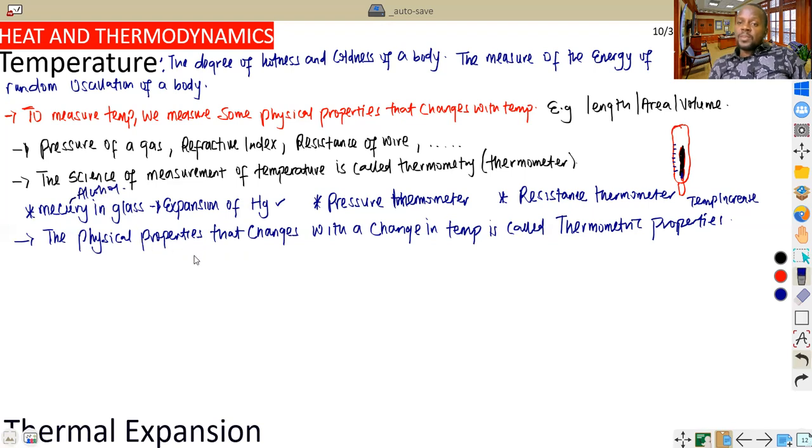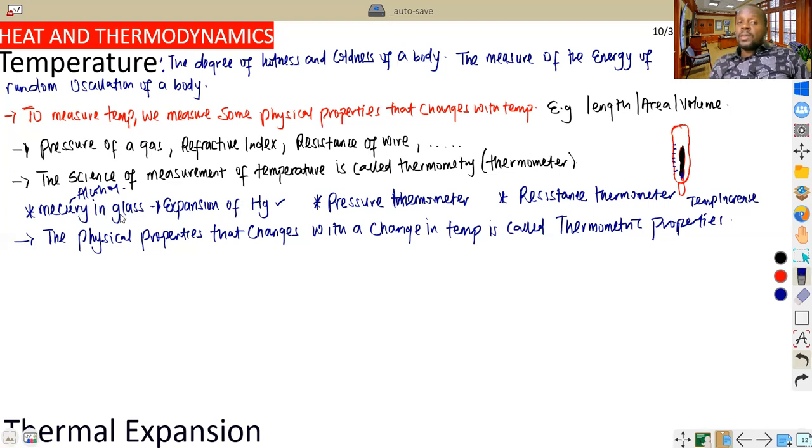For example, if somebody asks what is a thermometric liquid, it is a liquid that changes with a change in temperature. Anything thermometric is a physical property of a substance that changes with a change in temperature. So if you have been asked what thermometric liquid stands for, it simply means those substances that change with a rise in temperature. That is the definition we give to it in physics. So the next point I'm trying to explain here is, in the case of mercury in glass, why is mercury preferred to alcohol and alcohol preferred to mercury?